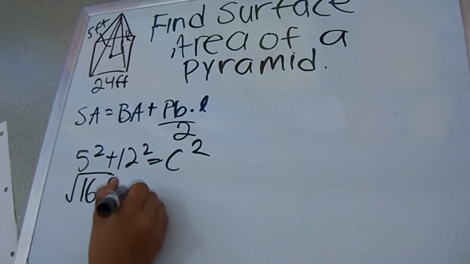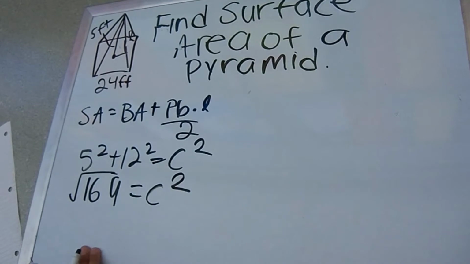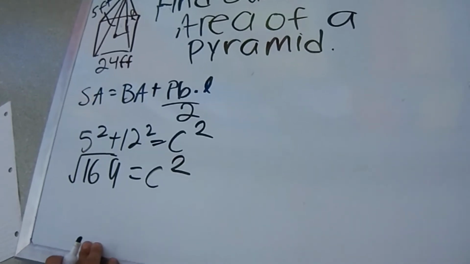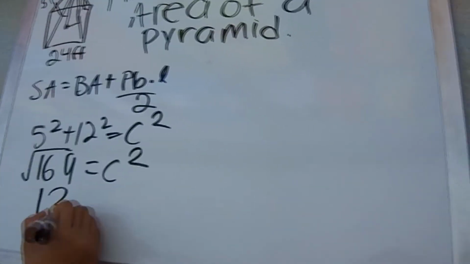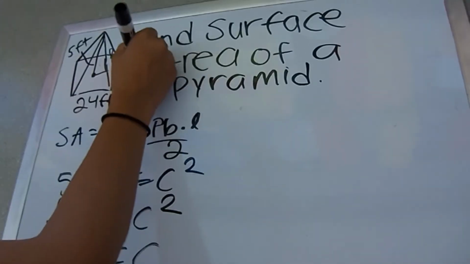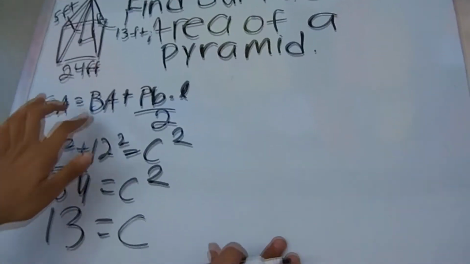And if you add those two, you would get 169 and square root equals c. And if you plug it in to your calculator, you would get 13, and that will be c. So this part equals 13 feet. Now we can plug it in.